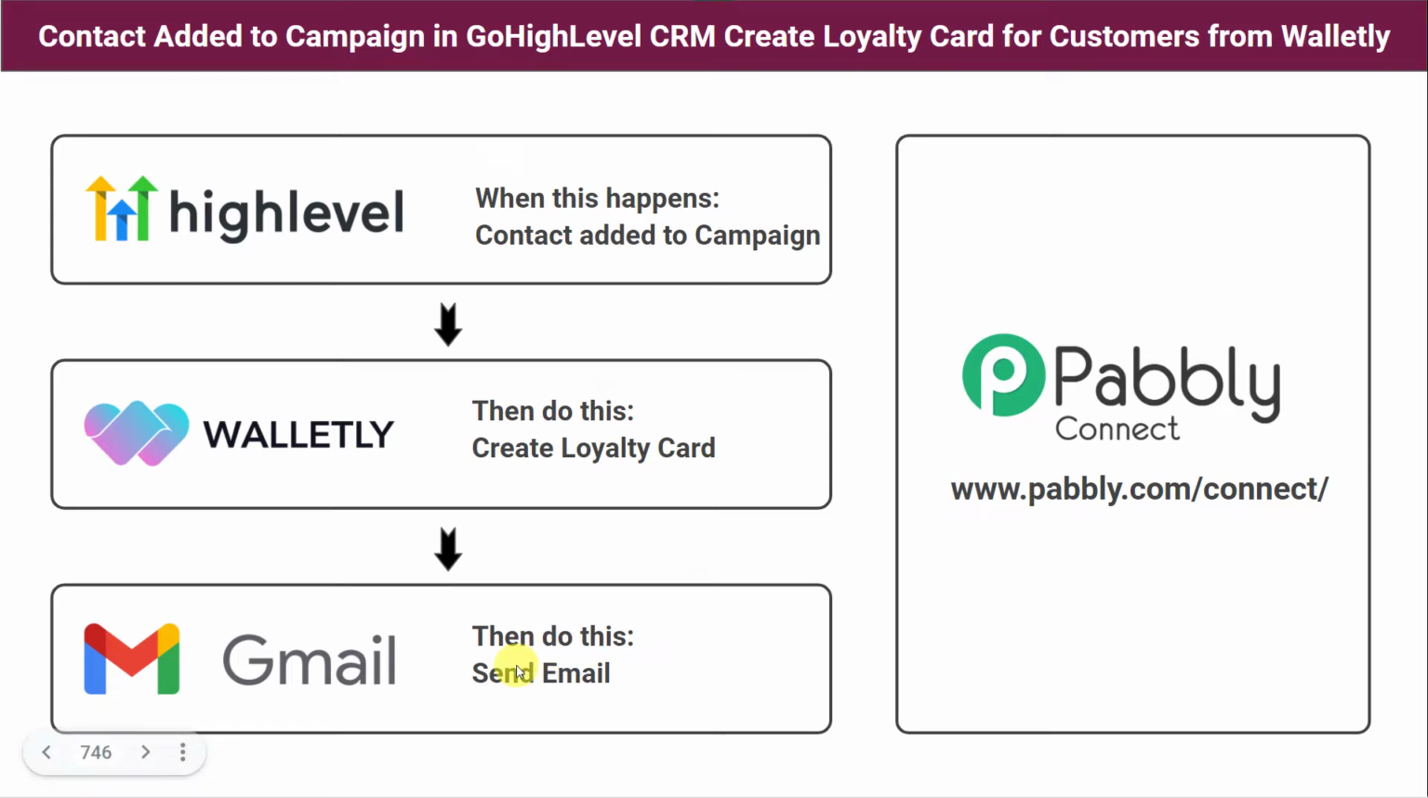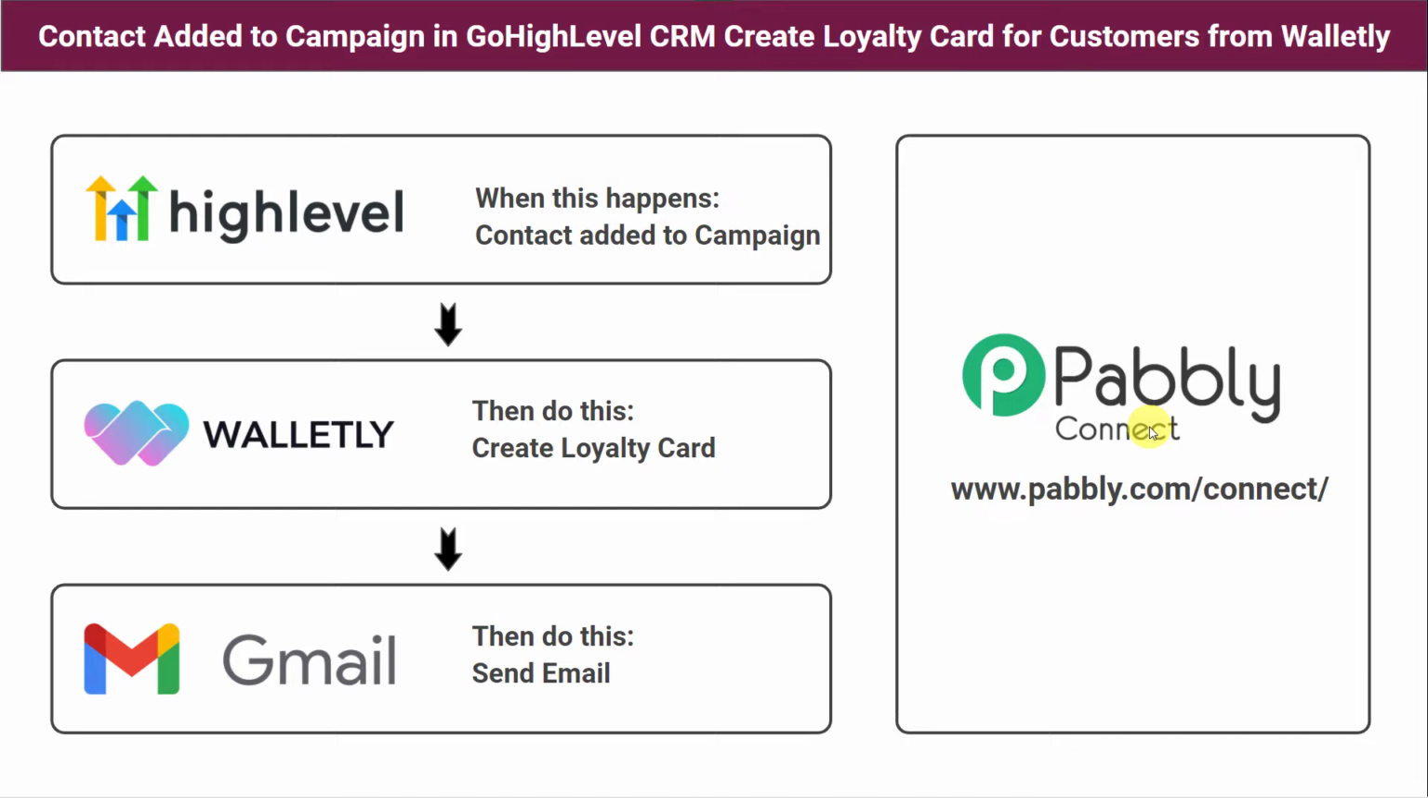So in order to create an integration between HighLevel CRM, Walletly and Gmail, we are going to use a software application named Pabbly Connect. So basically, Pabbly Connect is an automation and integration software which will help us in integrating all these software applications automatically. The best part here is it doesn't require any coding skills or programming knowledge. Even a non-technical person can use this software application very easily.